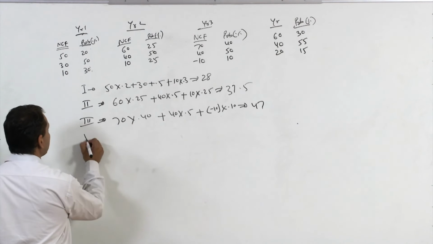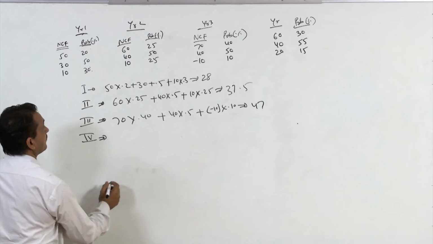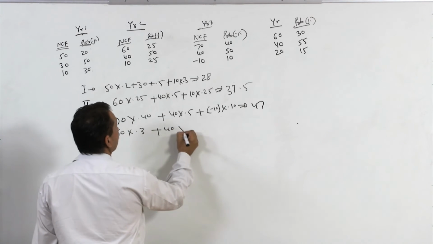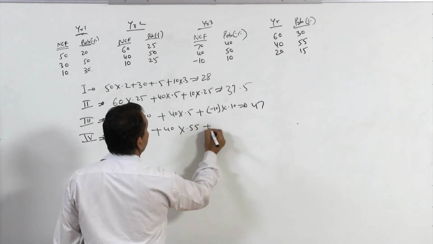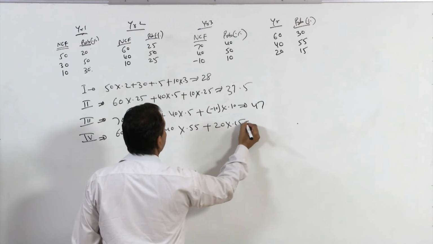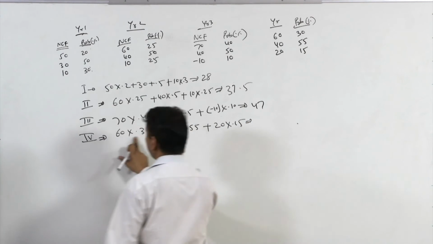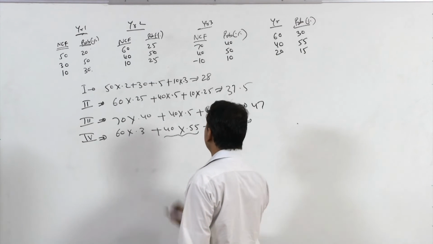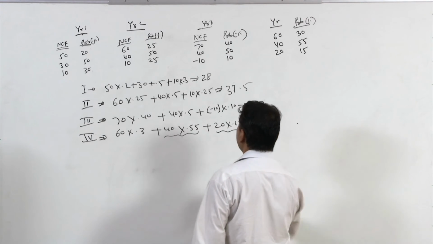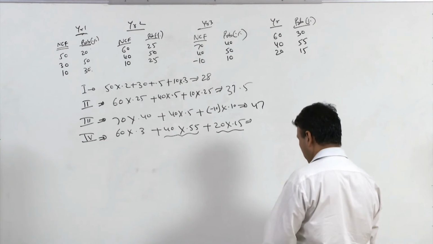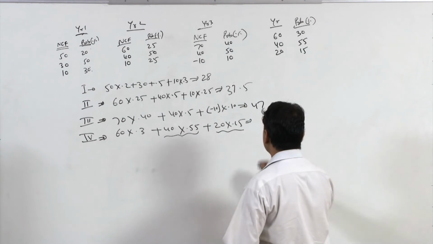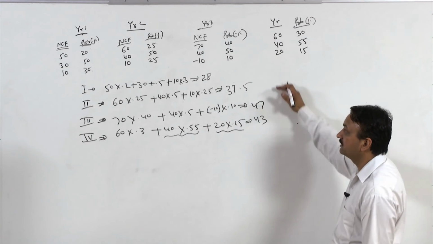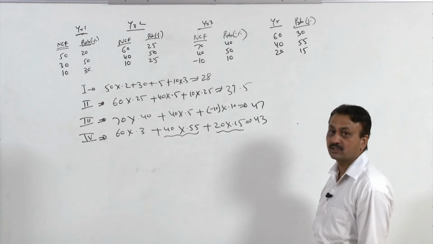For the fourth year, what would this be? It's 60 into 0.3 plus 40 into 0.55 plus 20 into 0.15. So this is 18 lakh, and this you need to calculate, and this is 3 lakh, right. So this total, I will give you the answer, is 43 lakh, right. So this is how you can calculate the expected cash flow of each of those 4 years, right.